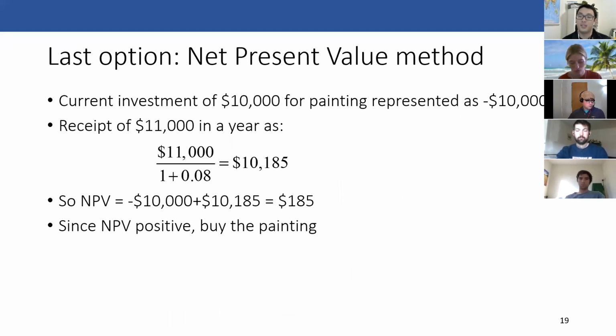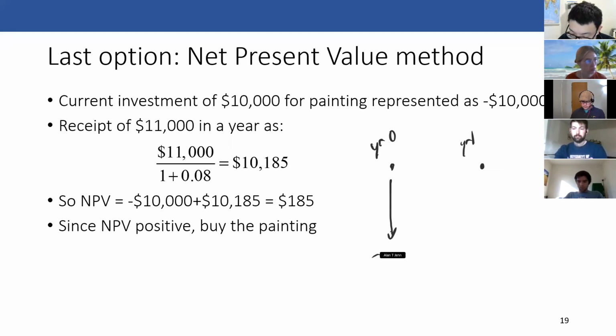And then the last one is the net present value method. So you can think of this as these funding streams where I can draw this little diagram. And so this is what I was talking about earlier, where you have these dots representing points in time, and then flows of money. So if you make an investment, it's negative here. So this is negative $10,000. And this is a positive $11,000.